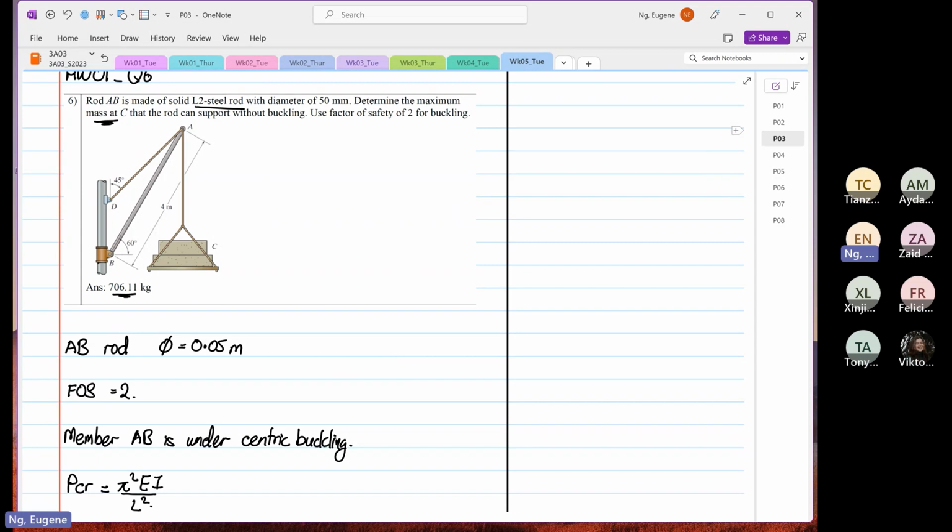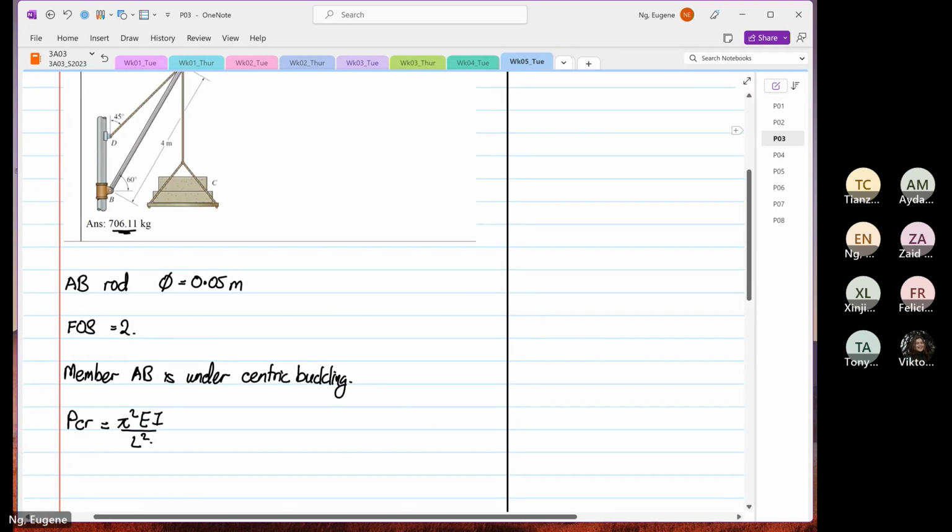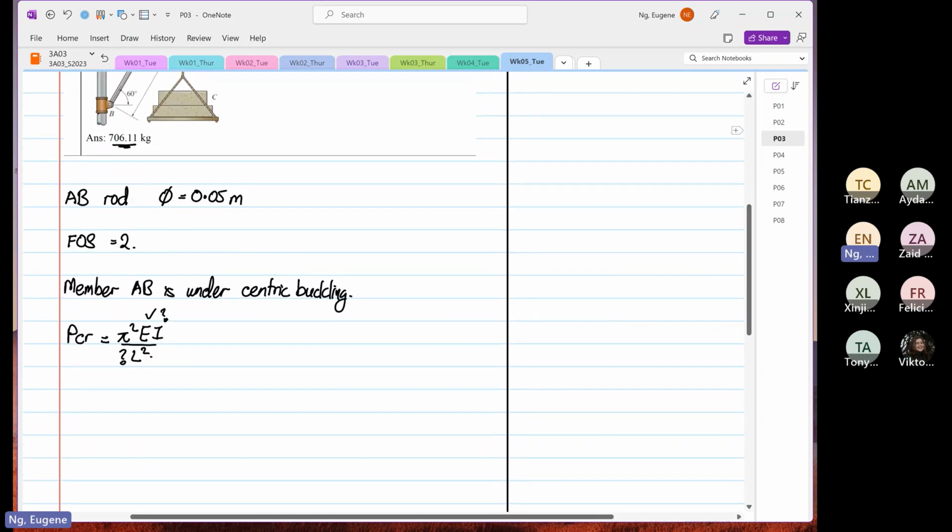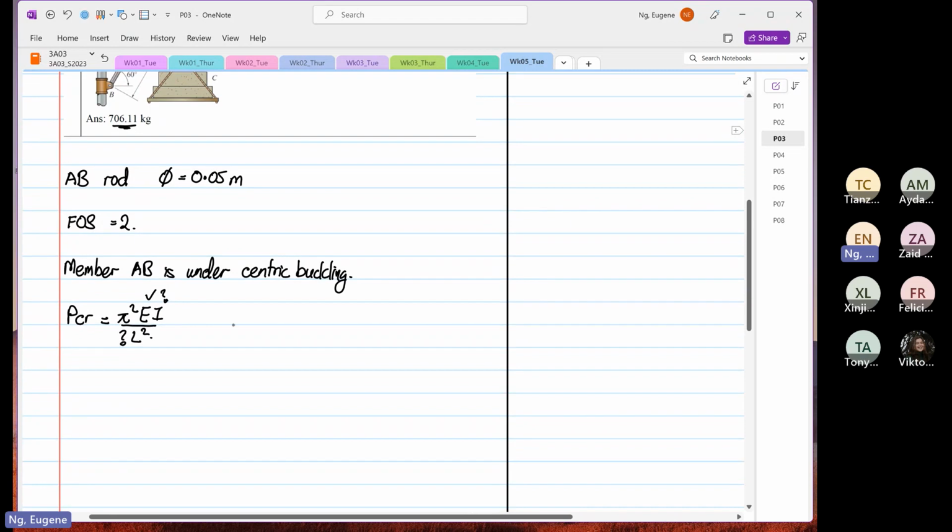So from here, we know that we have E, we need to find I, and we need to know what our L is. L is not so straightforward, okay? Depending on how it's fixtured, the L value can change. So we know that we have to apply the formula for P critical. Ultimately, we want to find P, right? We want to find P.